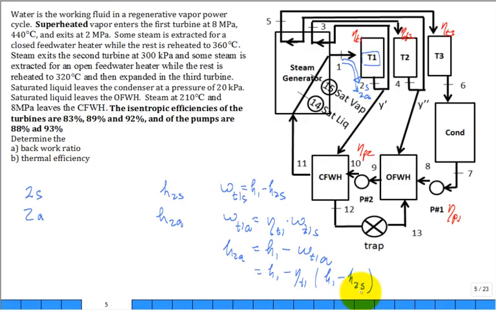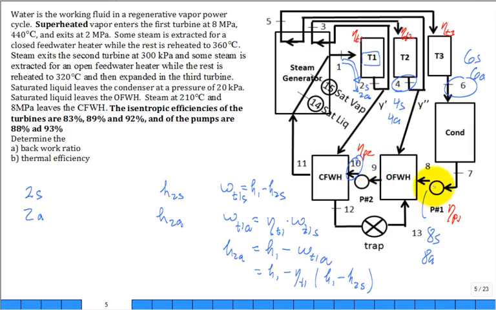So for each one of those exit states, I'll have 2 steps. And I'll usually talk about 4S and 4 actual. I'll talk about 6S and 6 actual. I'll talk about 8S and 8 actual. And 10S and 10 actual. For the pump, you just have to remember, it's not that we get less work out of the pump. No, we have to put more work in.